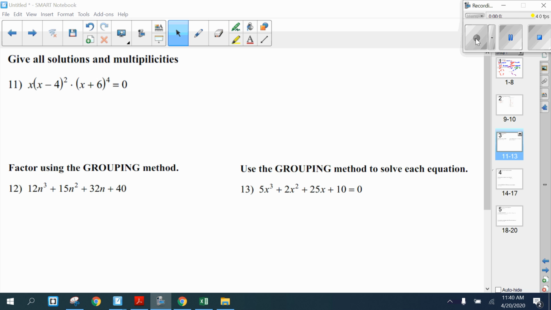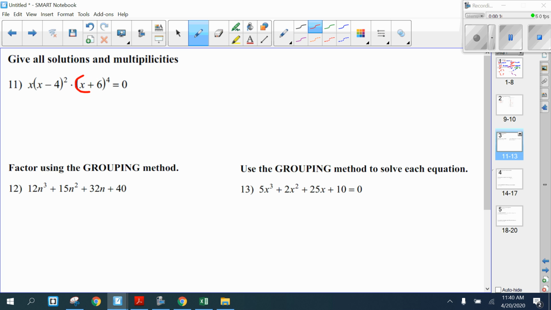Give all solutions and multiplicities. Solutions are also called zeros, and so what we're doing is looking for what value of x would make it 0. We've done this before. For instance, you look at this and say, well, if x was -6, that would make 0. And look at this x, and if this x was +4, that would make 0.